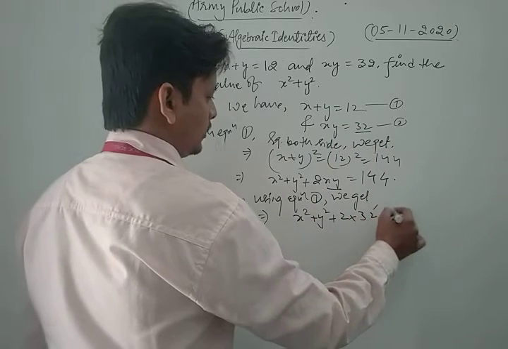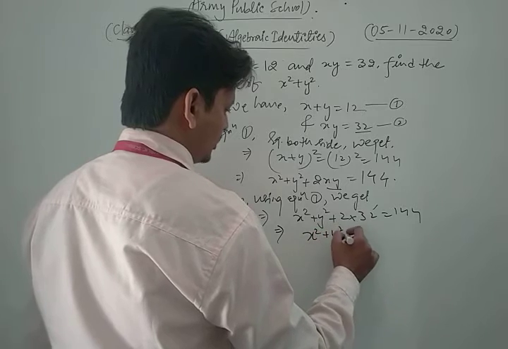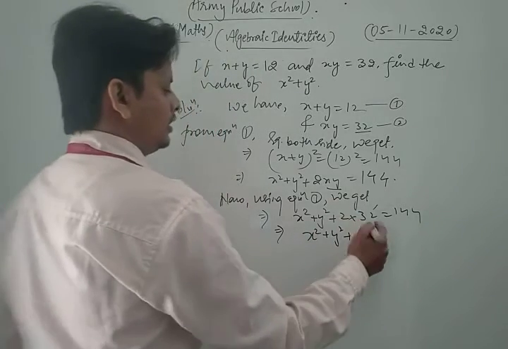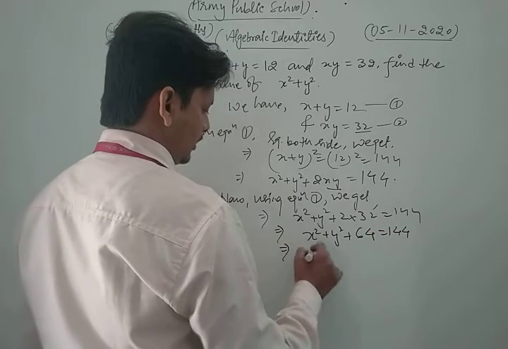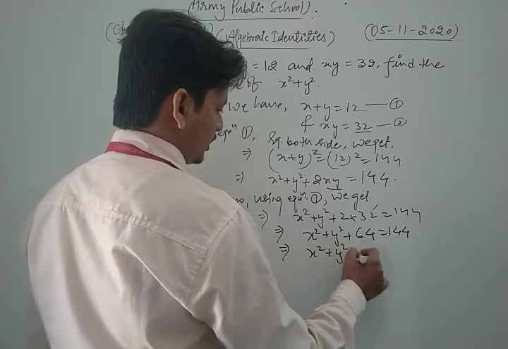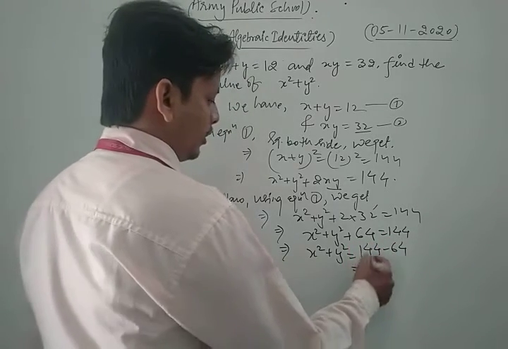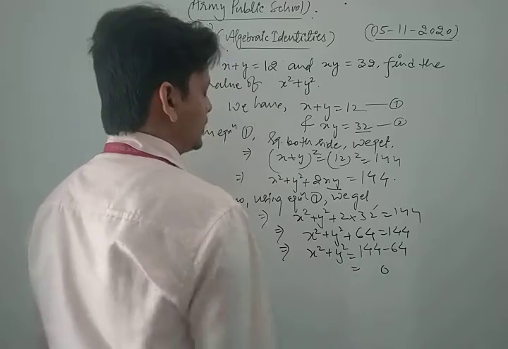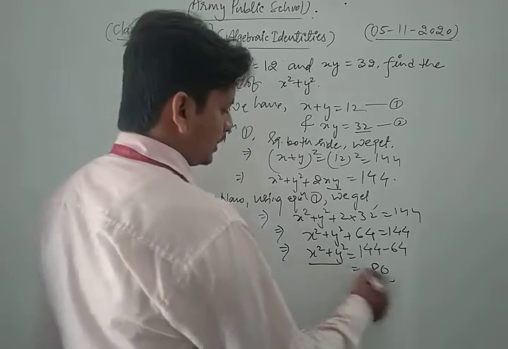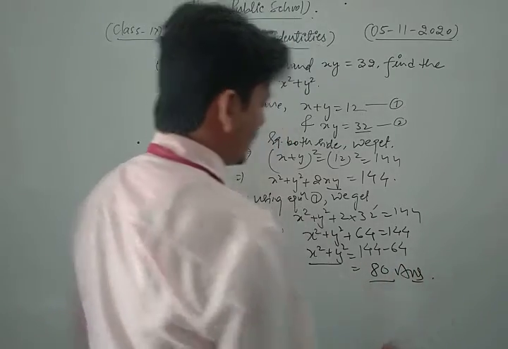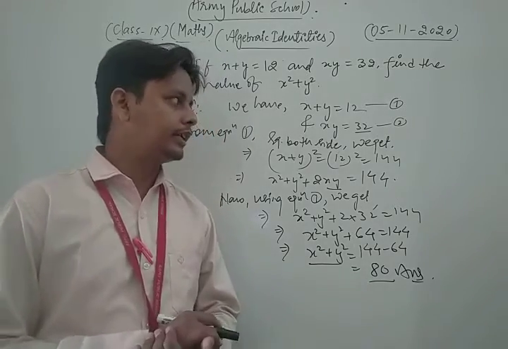32 is equal to 144. Thus the value of x square plus y square plus 2 2 is 4, 2 3 is 6 is equal to 144. Thus the value of x square plus y square is equal to 144 minus 64, dear students. So we get 4 minus 4, this is 0. 14 minus 6, that is 8. Thus the value of x square plus y square is 80. The value of x square plus y square is equal to 80.